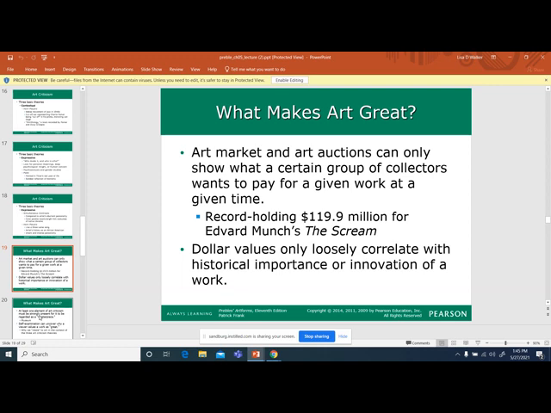So when you see art selling for 119.9 million, as was paid for Edvard Munch's The Scream not too long ago, it's worth that because that's what somebody paid for it. And now you're looking at it and saying, it's just a piece of art. How can it be worth that? Everybody says that. Well, first of all, it's not just a piece of art.